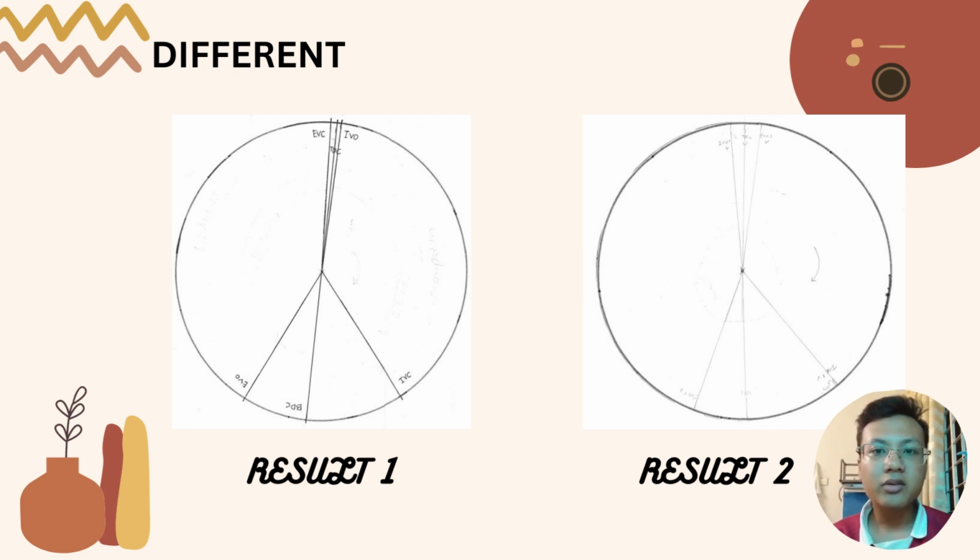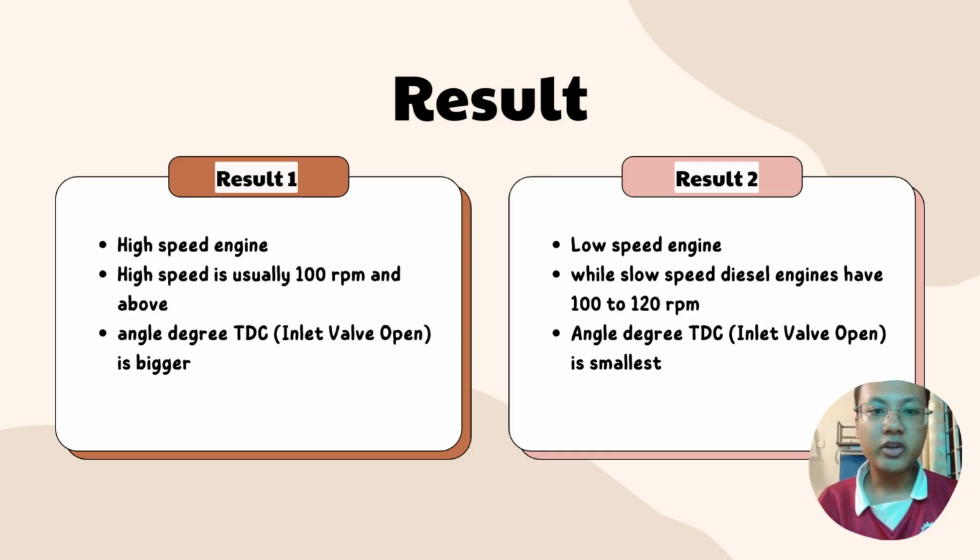As you can see here, the first result is given by our lecturer and result 2 is our group doing the experiment. We have successfully done the experiment by plotting all the points. Result 1, high speed engine. High speed is usually 100 rpm and above. The angle degree at TDC, inlet valve open, is bigger. Result 2, low speed engine. Why does a slow speed diesel engine have 100 to 120 rpm? The angle degree at TDC, inlet valve open, is smallest.